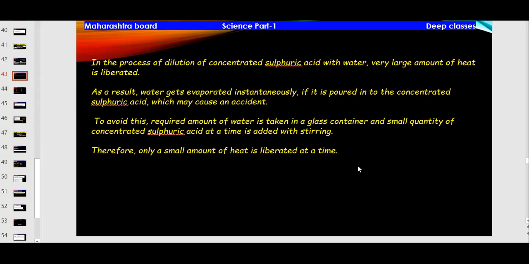You should not put a lot of water and suddenly put concentrated acid in it and then try to make it dilute. It's not possible like that, because it may cause an accident also. Anything can happen. So to avoid this, you will take concentrated HCl and drop by drop you will put water into it, and you will also stir it so that a little amount of heat is generated. In this way, the hydrochloric acid is diluted.